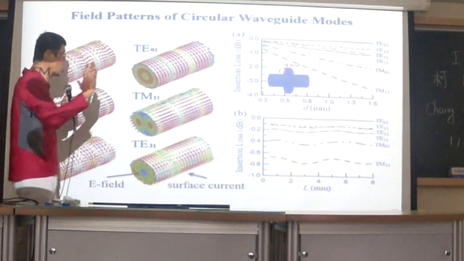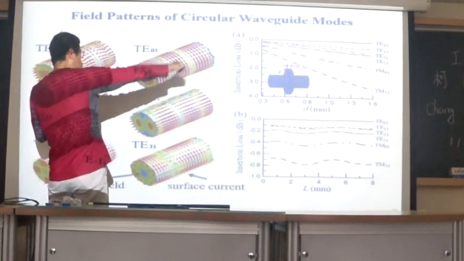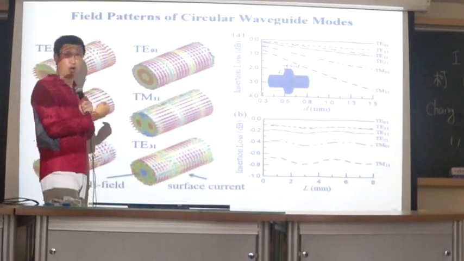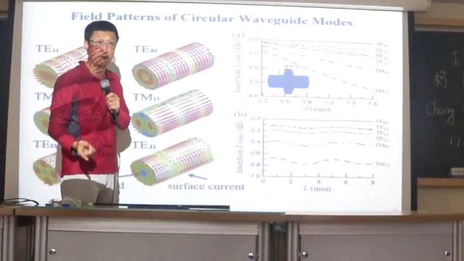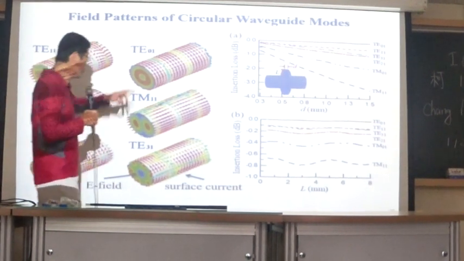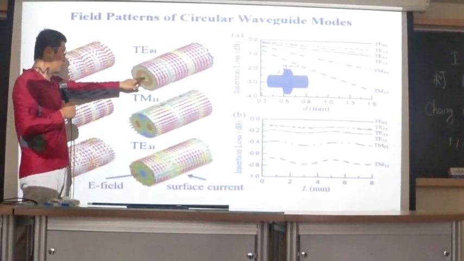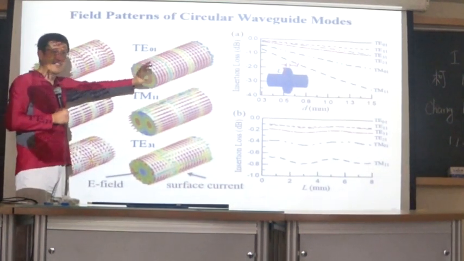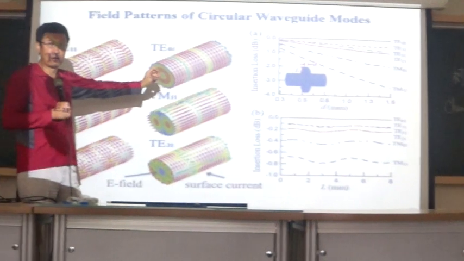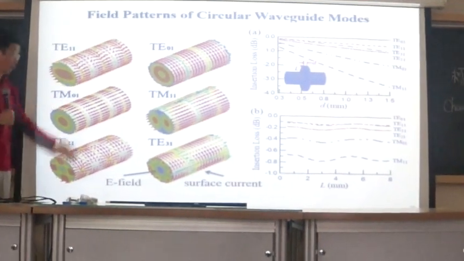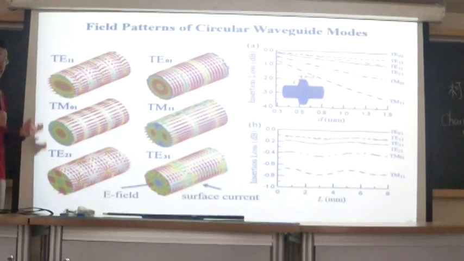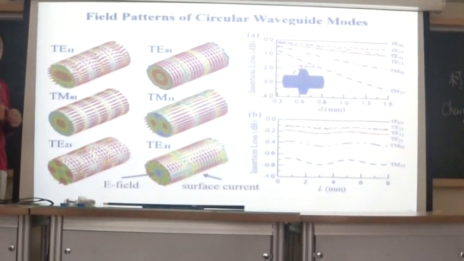You can imagine, we have current, so we have magnetic field in the middle. A changing magnetic field will induce an electric field, right? So we have electric field here, we have magnetic field here, we have surface current here. Everything is related. How to do that? You can use a high frequency structure simulator to simulate everything.